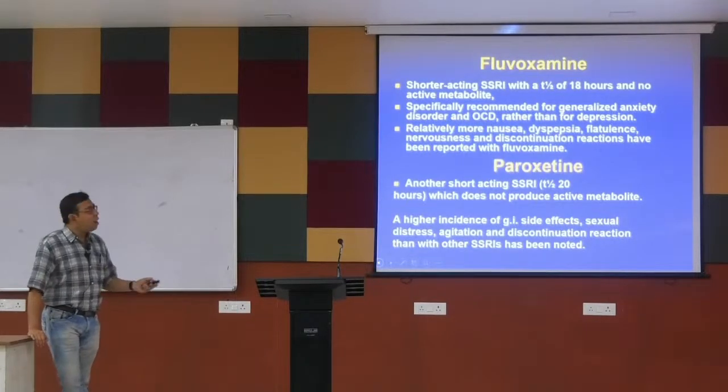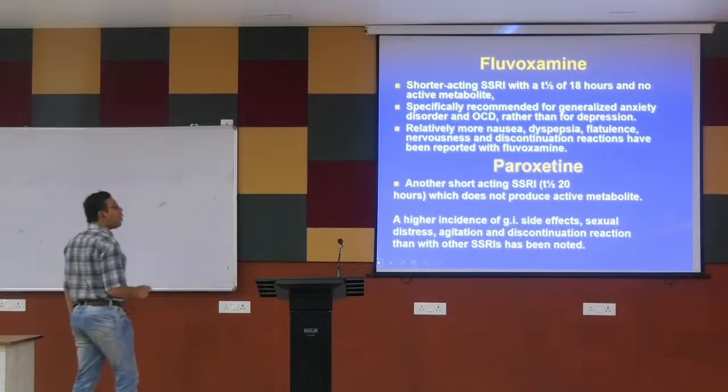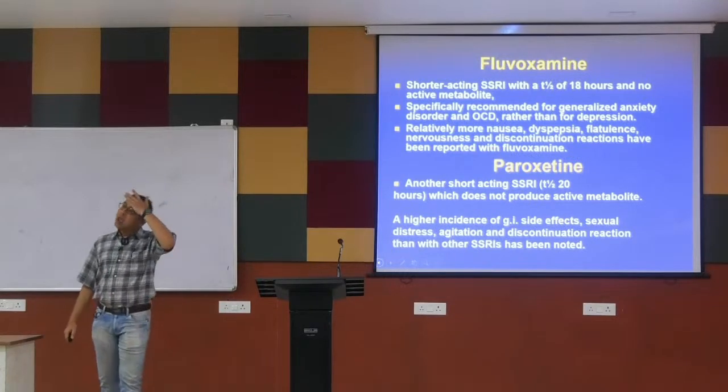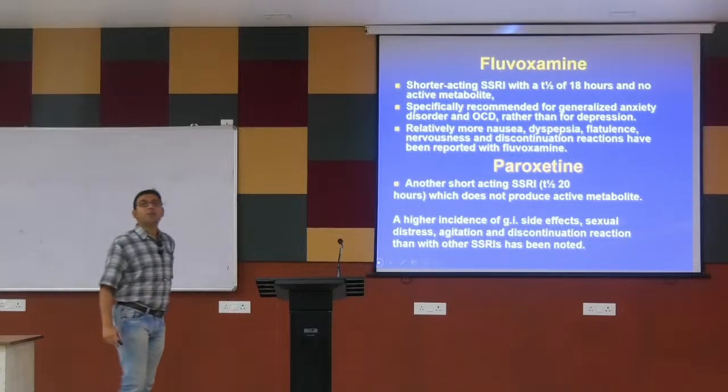Fluvoxamine is a shorter acting SSRI, T-half is lesser, 18 hours. This fluvoxamine is now specifically recommended for generalized anxiety disorder, and fluvoxamine is most commonly now used in OCD, obsessive compulsive disorder.